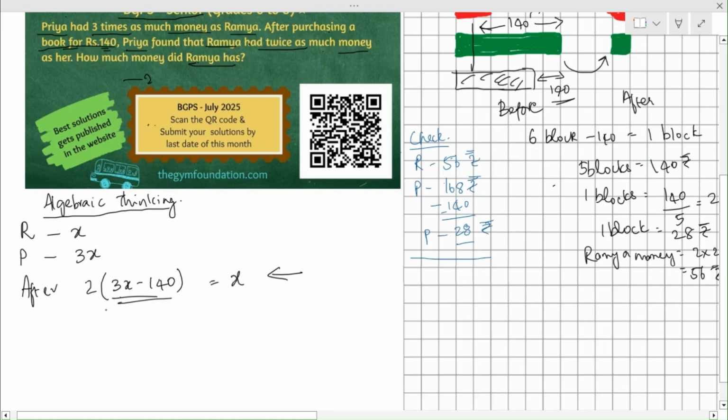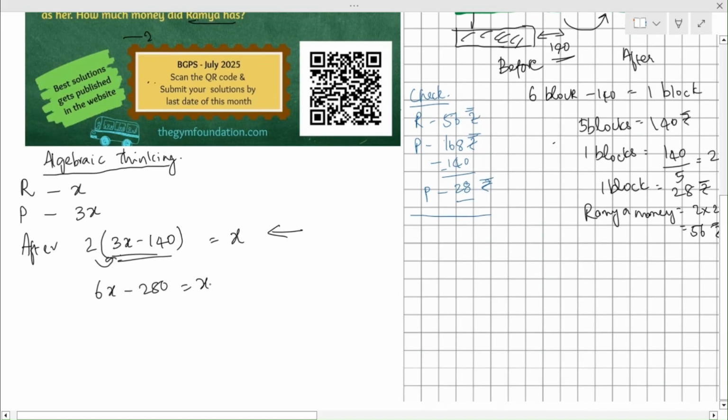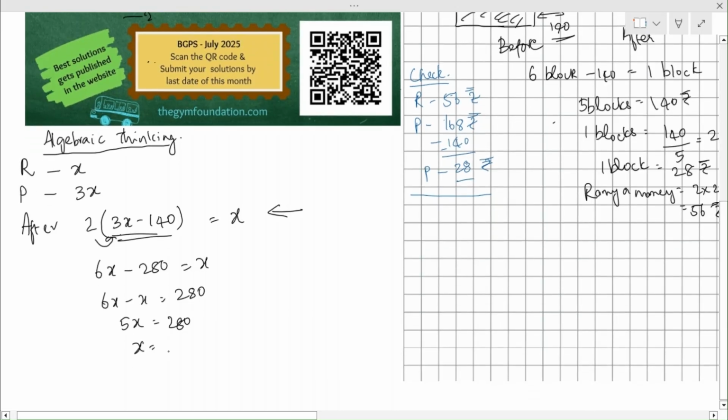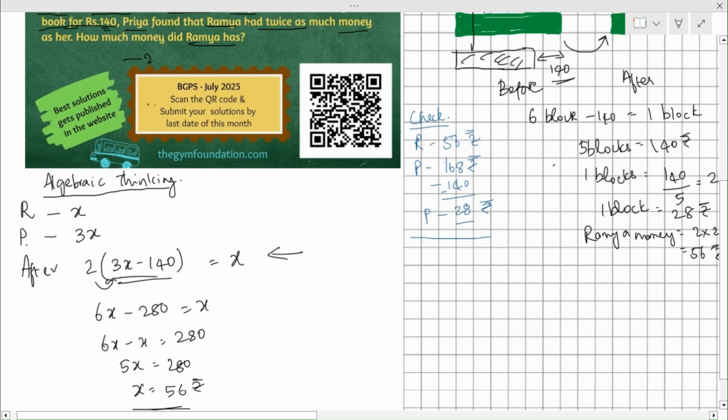So now if we apply the distributive property of multiplication, this becomes 6x minus 280 is x, and we want to find the x, so we collect the like terms towards the left hand side. So it becomes 6x minus x is 280, and then 5x is 280. So x now becomes 56 rupees, right? X is nothing but Ramya's money. So we have directly figured out X as 56 rupees in the way of algebraic thinking, which is very simple.